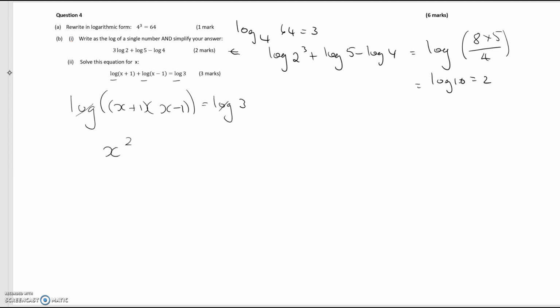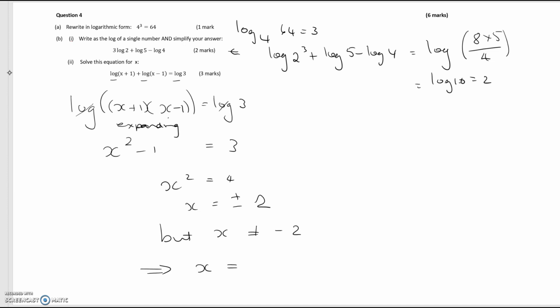Then we have x squared minus 1 equals 3 by expanding the two brackets there as a product. So now we have x squared equals 4. So x equals plus or minus 2. But x can't equal negative 2, because you can't find the log of a negative number, so the only answer is that x equals 2.